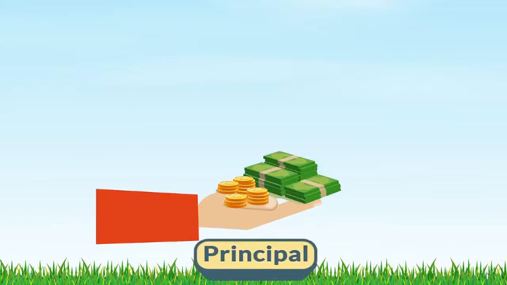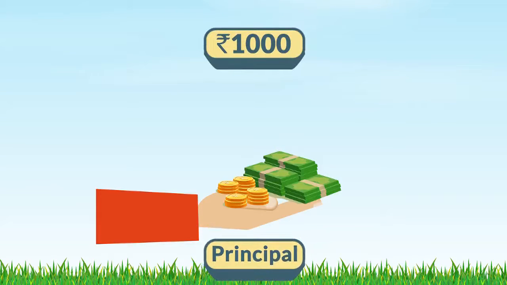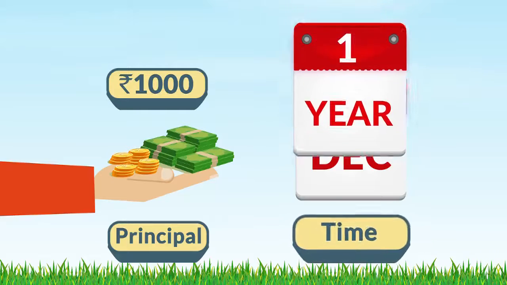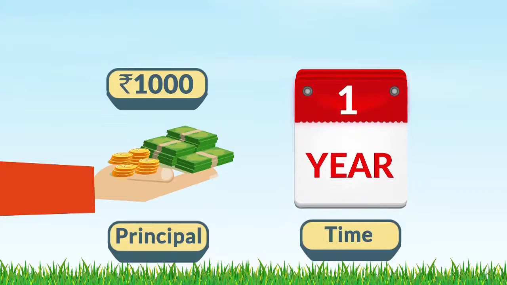Principal is the amount you borrow or want to borrow. In your case, it is 1,000 rupees. Okay, principal is 1,000 rupees. Time is the time period for which you borrow money. In your case, it will be 1 year. Now comes interest.